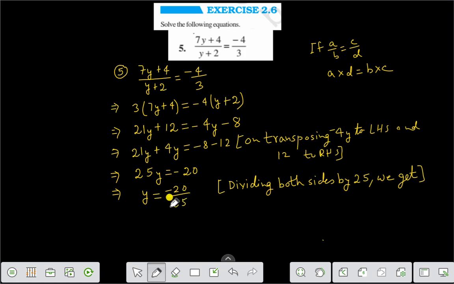You divide both numbers by 5. 5 5 is 25. 5 4 is 20. Therefore, the value of y is equal to minus 4 by 5, and that is the answer. Therefore, the value of y is equal to minus 4 by 5.